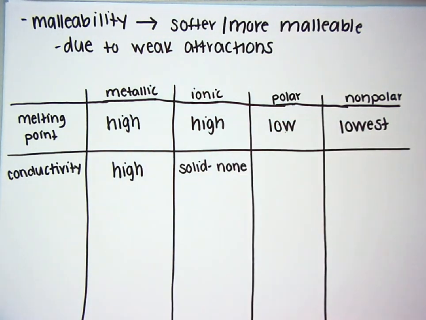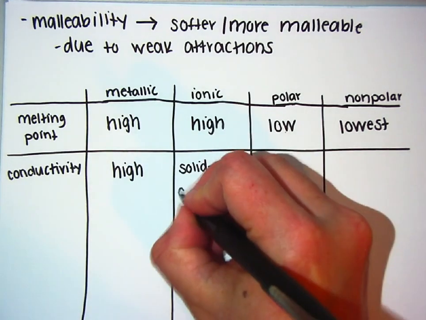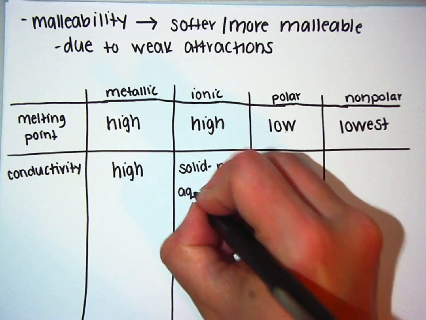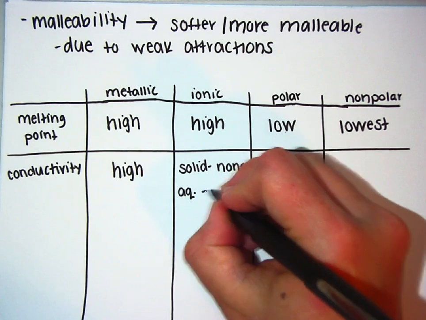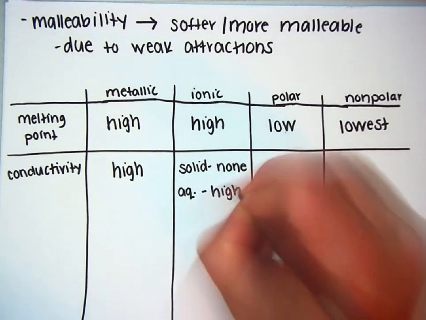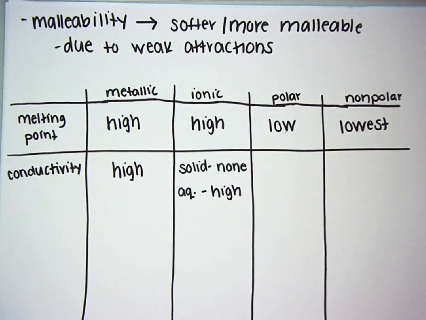Ionic compounds in the solid state will have no conductivity. The reason: in order to conduct electricity, the ions need to be free to move. When we are in that crystal lattice structure, those ions are fixed in their place, so they are not able to move. When they are dissolved in water or melted, aqueous or molten, ionic compounds are going to be good conductors of heat and electricity. As an aqueous solution, when we dissolve that ionic compound in water, it's going to be highly conductive.